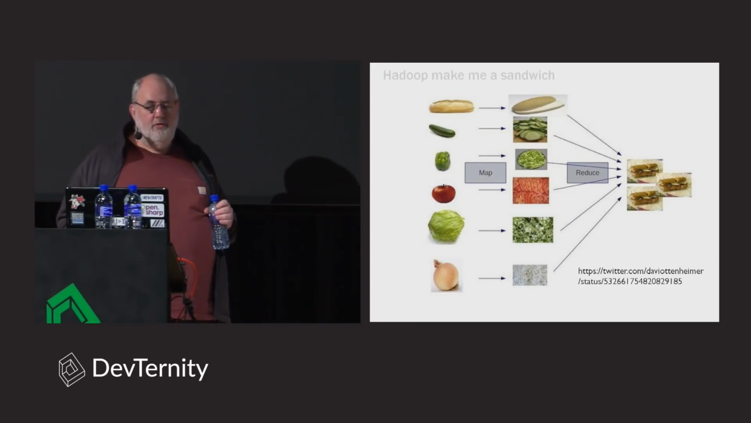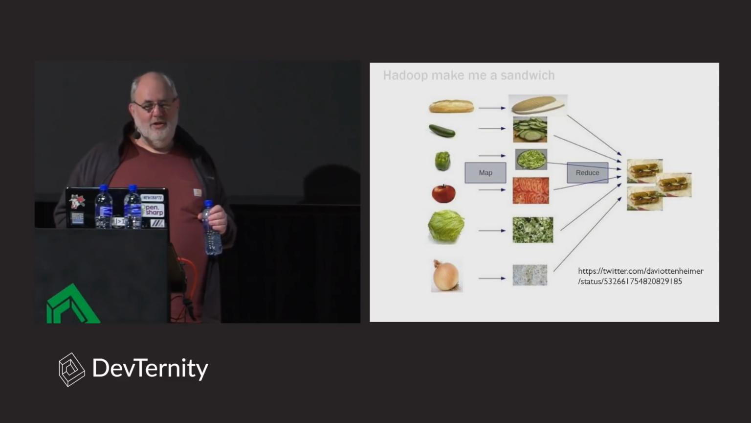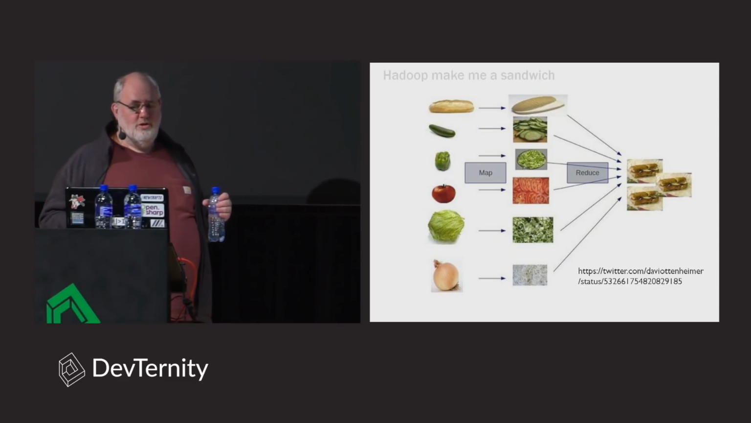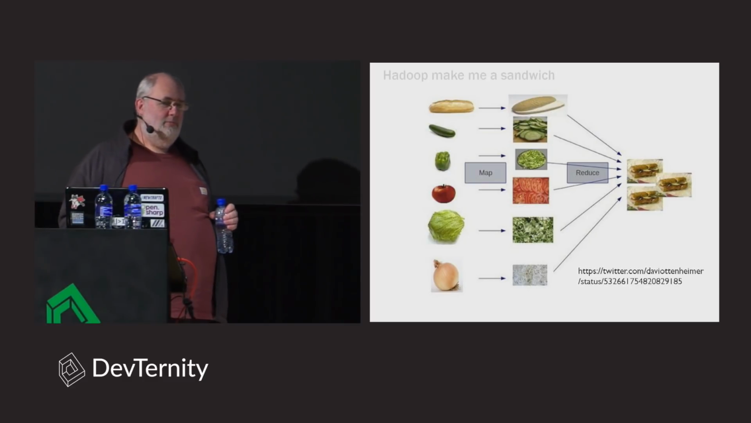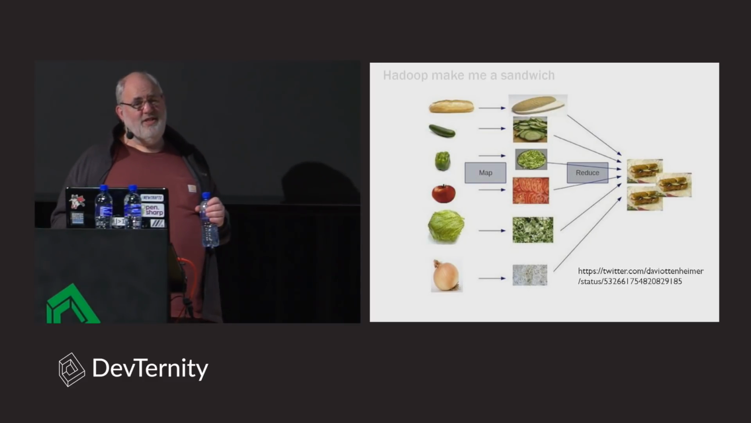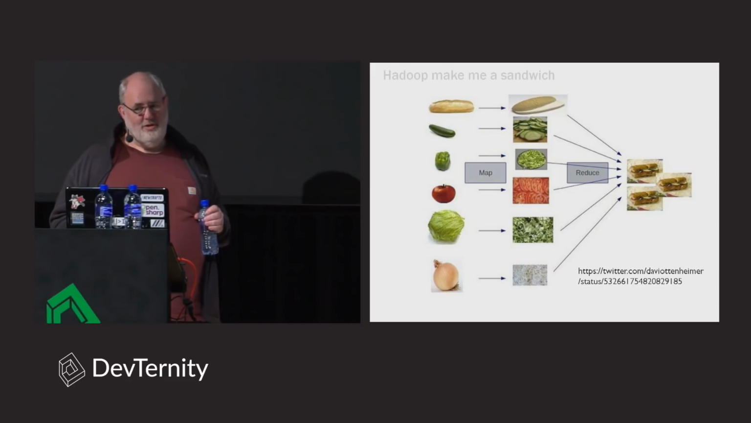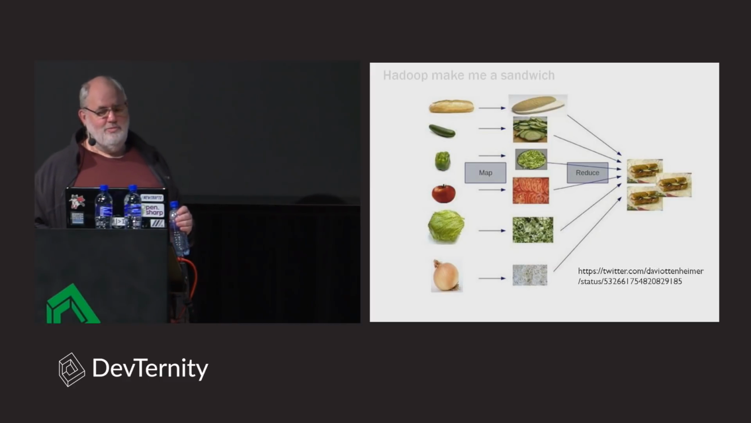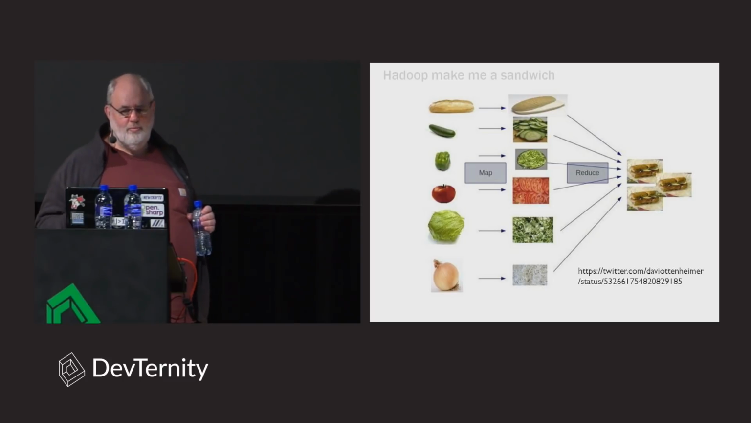And if you're used to Hadoop, someone posted this very funny tweet. It says, Hadoop, make me a sandwich. And the original problem is you have all these ingredients. You have a piece of bread and a piece of lettuce or something. You can't combine them. But what you can do is map them to sliced things. And then once you've got the sliced things, you can reduce them into sandwiches. So there's the MapReduce, as a deli function.